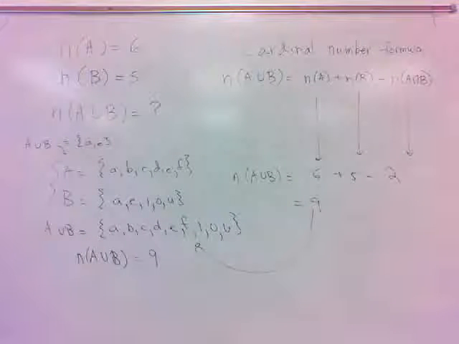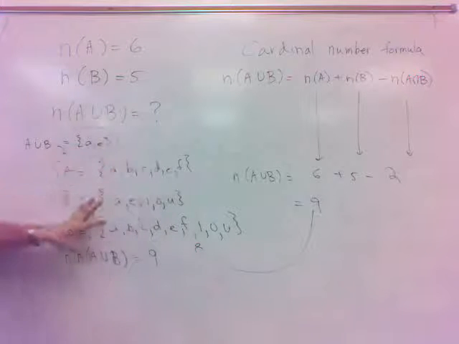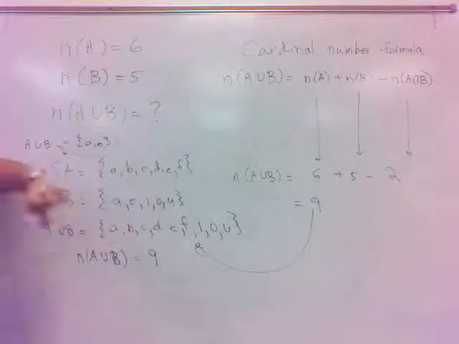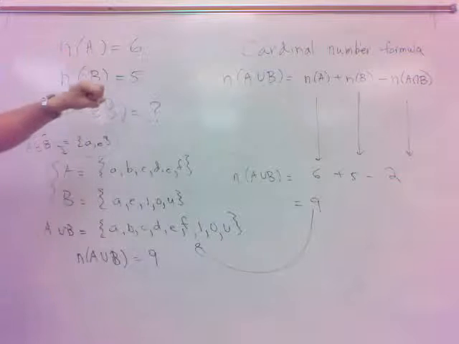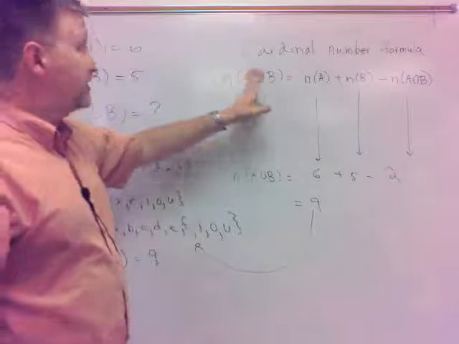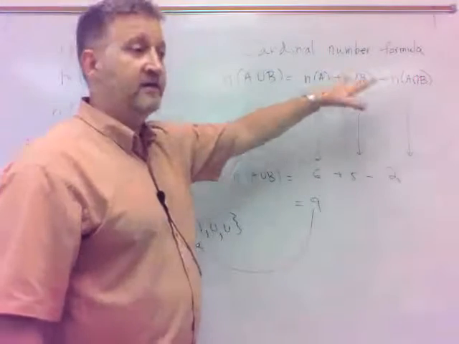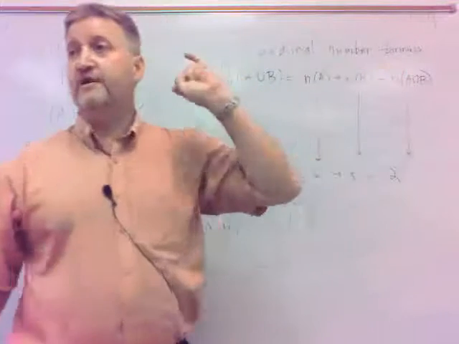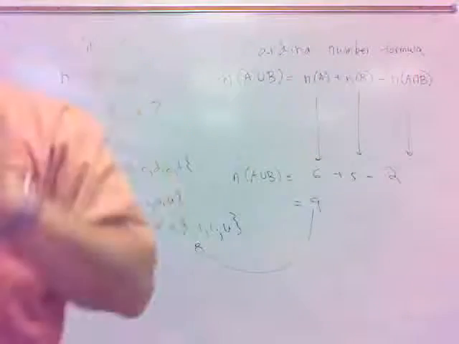Okay? So what this does is that you don't have to necessarily know these elements. It could be any elements. What you need to know to find the union is the number in A, the number in B, and then the number in the intersection. If you know those three, then you can find the number in the union.